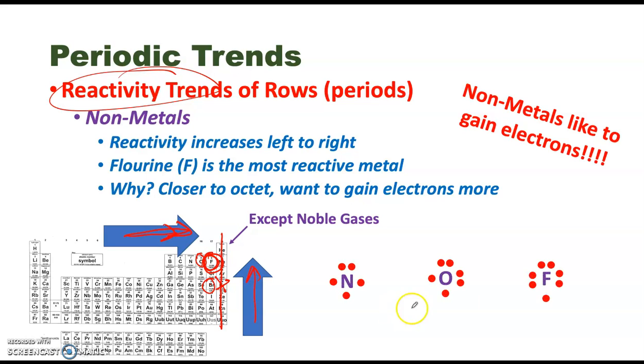So here's the example again. Fluorine has 7 valence electrons. It only has to pick up 1, whereas oxygen needs to pick up 1 here and here. It needs to fill both those spots. It's easier for fluorine to fill its 1 valence spot than oxygen is to fill 2. Same thing, nitrogen has to pick up 3 valence electrons, which is even harder. So they get more reactive going that way.